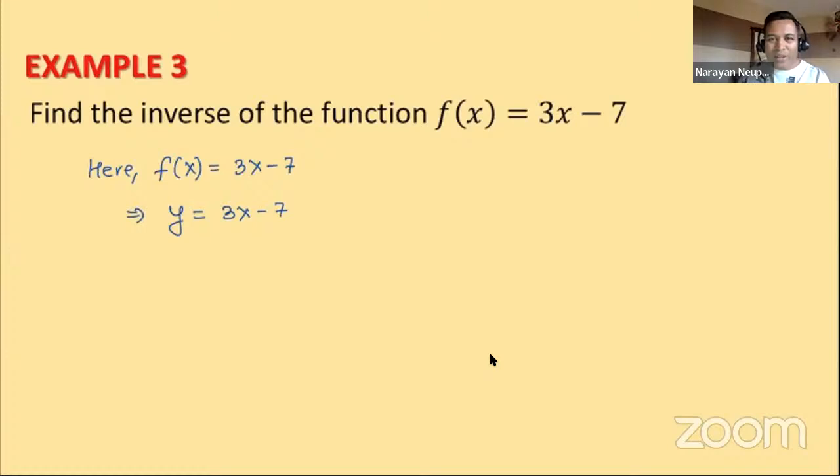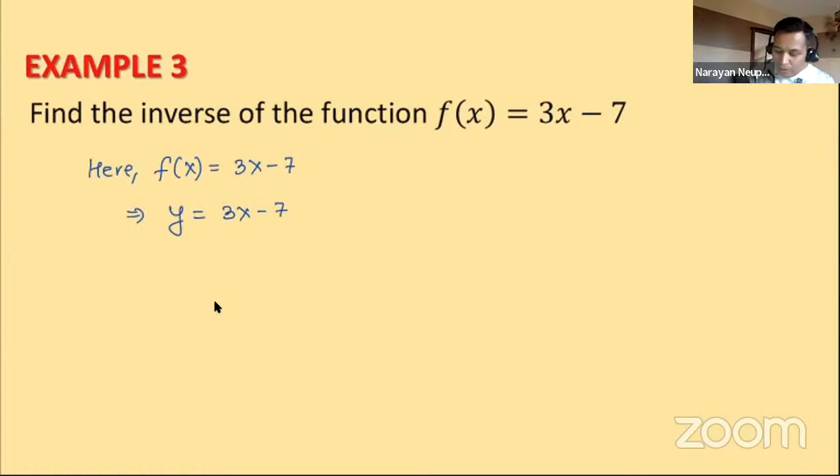Okay, that's right. You are sending your comments here. Very good. So I see that you are telling me to interchange the domain and range and then solve for the new y value. That is exactly correct. That's how we are going to solve this and find the inverse.